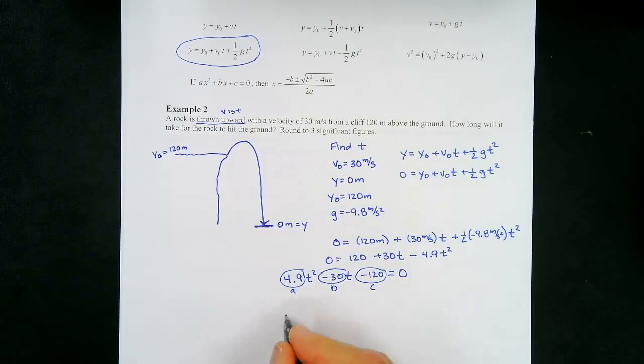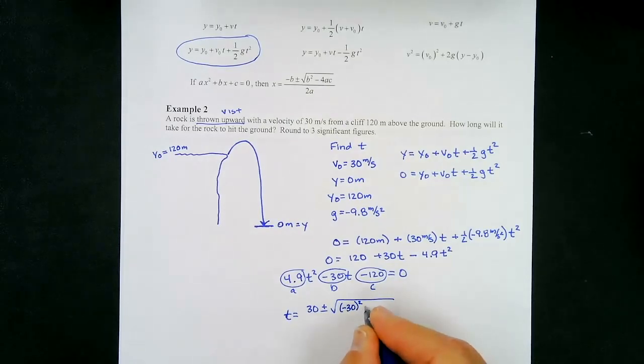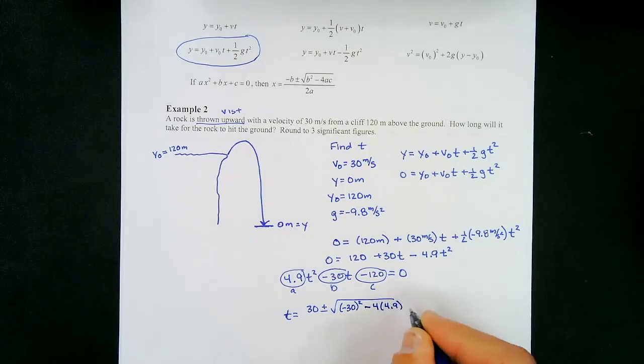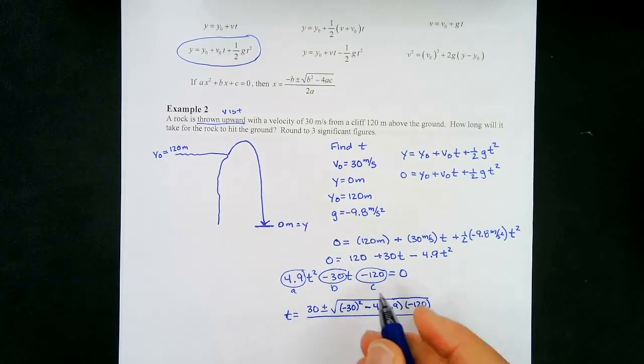So instead of x, because our variable is t, we're going to have t is equal to negative b, so that'd be positive 30, plus or minus the square root of b, which is negative 30 squared. And you'd have to put parentheses around your negative number when you square it here. And then minus 4 times our a, which is 4.9, times our c, which is negative 120. I noticed on the test that a lot of you used positive 120 when it should have been negative 120 for your c value. All over 2 times our a, which is 2 times 4.9.